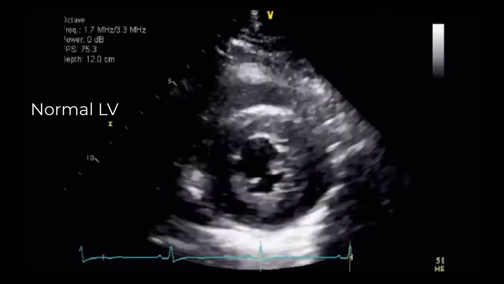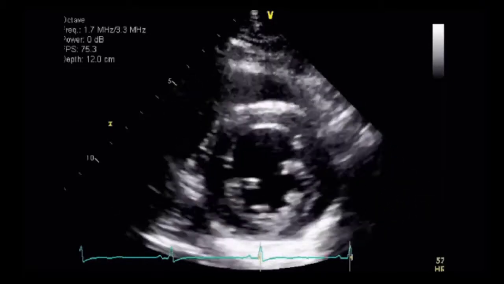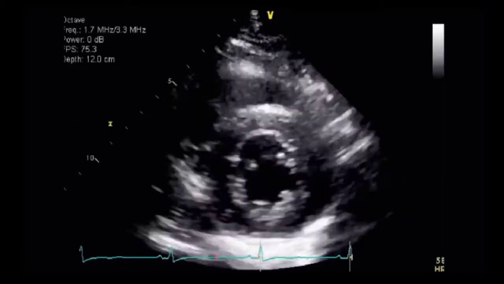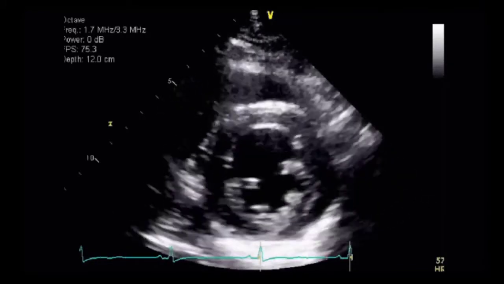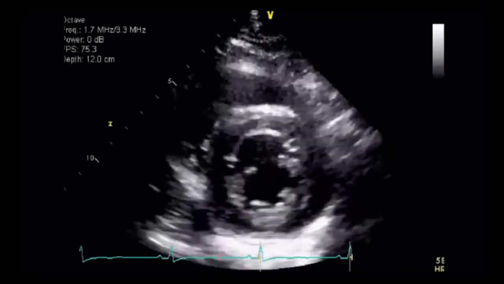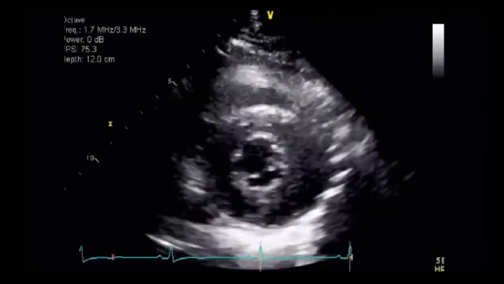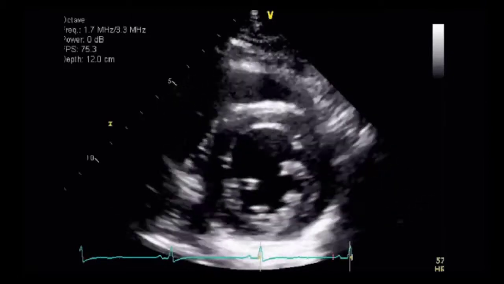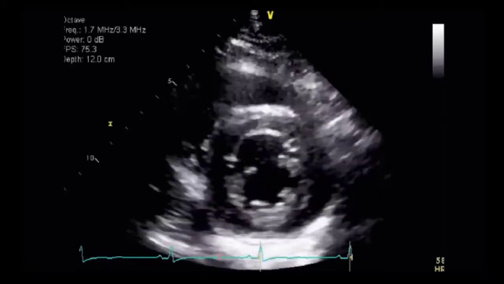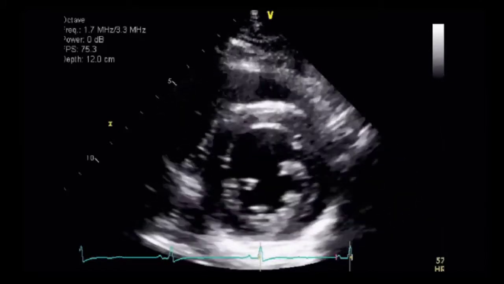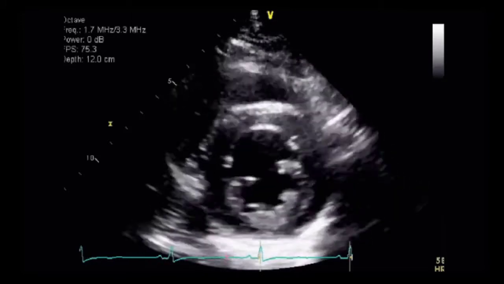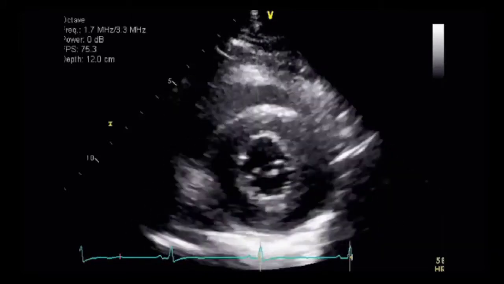The anterior, septal, inferior, and lateral walls, supplied by the three major coronary arteries, are seen. Note thickening of the LV walls during systole, and movement of the walls into the LV cavity in systole. This is a normal left ventricle. Ejection fraction can be visually estimated to be more than 55%. All four LV walls contract well and there is no RWMA seen.